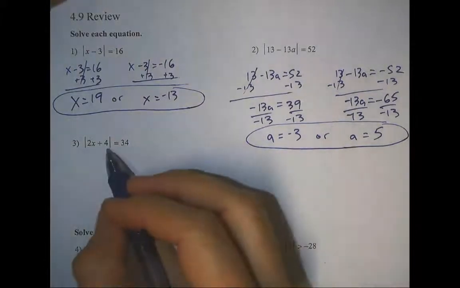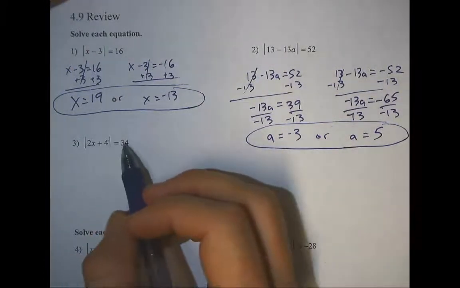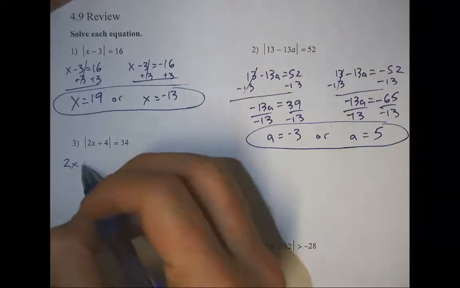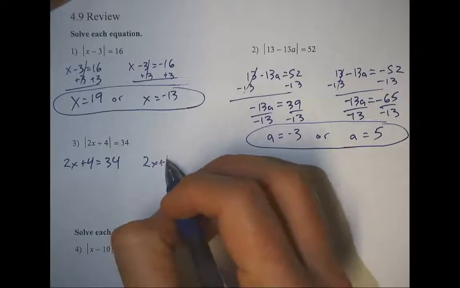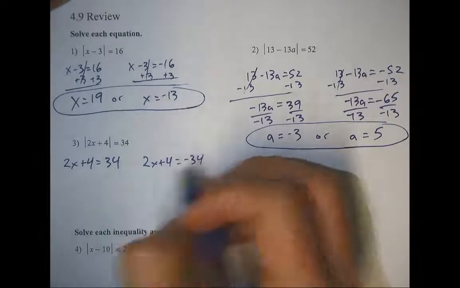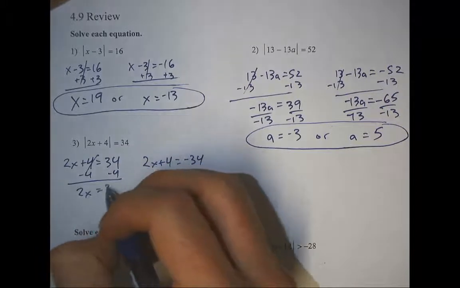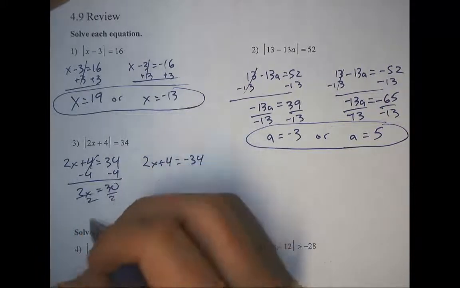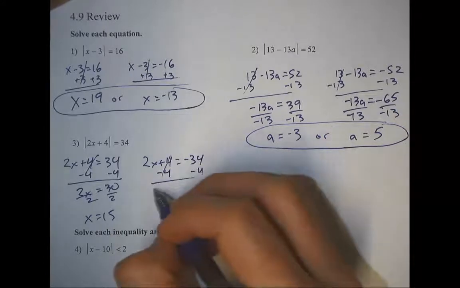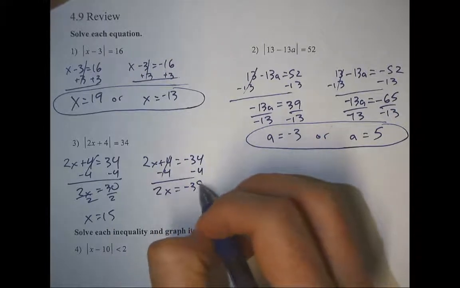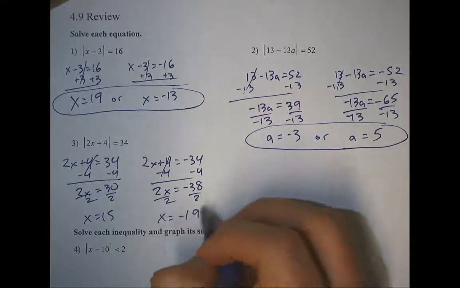Same idea here. Okay, this could have been a positive 34 inside. This could have been a negative 34. So what value of x produces a positive 34? What value of x creates a negative 34? 2x equals 30, so x equals 15. Negative 38. So when I divide, it's negative 19.